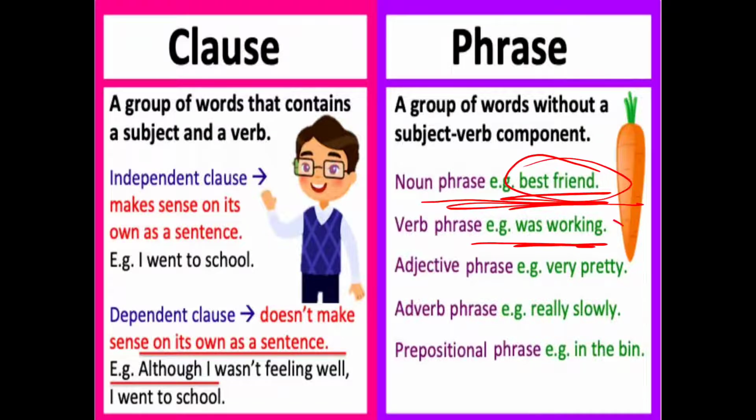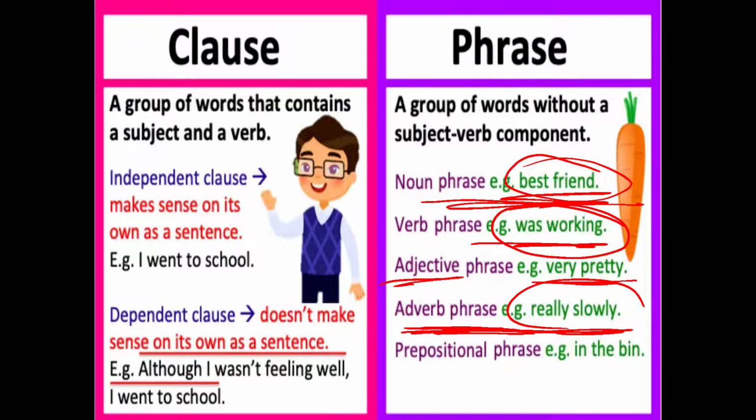Second is verb phrase, because this part of the sentence has a verb. Adjective phrase: very pretty, very tall, very sweet, very innocent. This is telling about the adjective, so that part of the sentence is an adjective phrase. Next one is adverb phrase. What is an adverb? An adverb is a word which modifies the verb. It adds meaning to the verb, like where the verb is happening, when it is happening, what the quantity, frequency or degree is. So this is "really slowly," an adverb phrase.